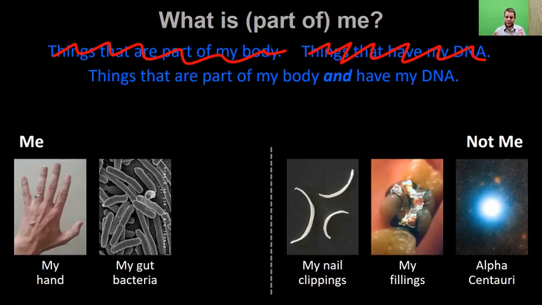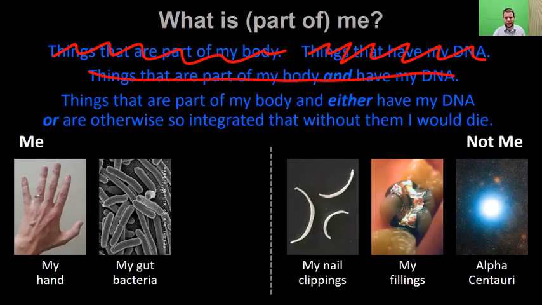Now, I'd be hard-pressed to say that my gut bacteria aren't part of me, because if I didn't have my gut bacteria, I would cease to function. I'd die in pretty short order. So that seems pretty important, and yet they don't have my DNA. So what can I say about those? Well, okay, new rule. Things that are part of my body and either have my DNA or are otherwise so integrated into me that without them I would die.